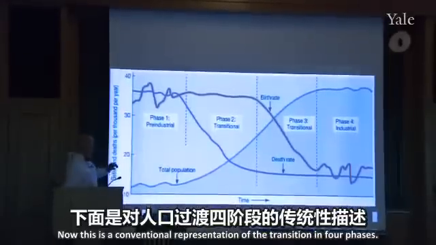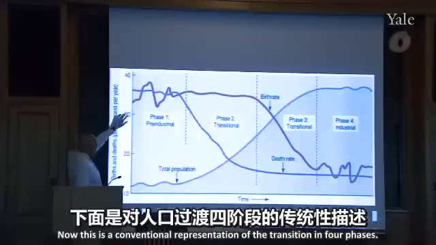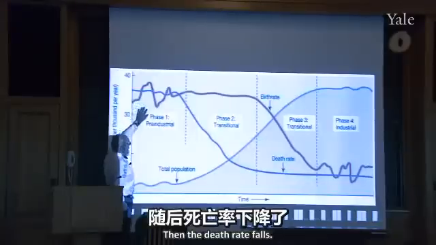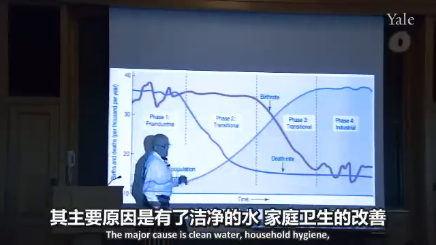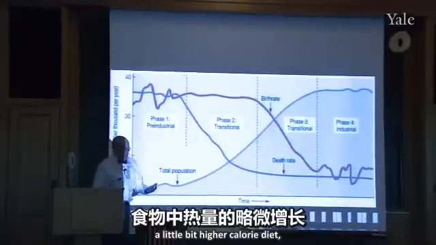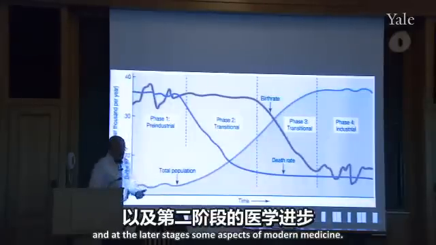Now, this is a conventional representation of the transition in 4 phases. In the first phase, we have death and birth rates somewhat unstable, but steadily high. Then the death rate falls. The major cause is clean water. Clean water, household hygiene, a little bit higher calorie diet, and at the later stages, some aspects of modern medicine.